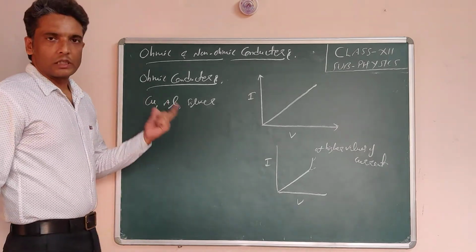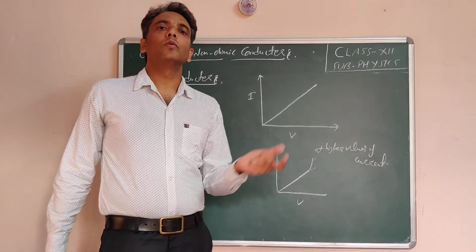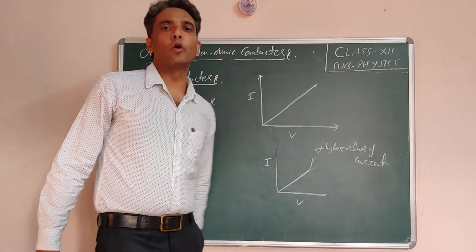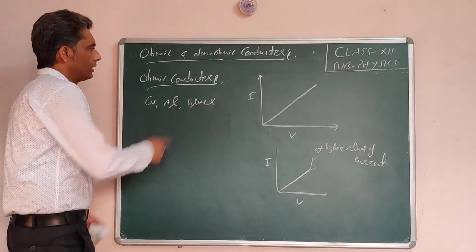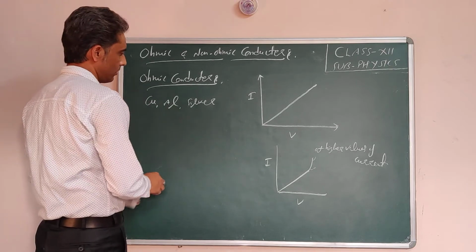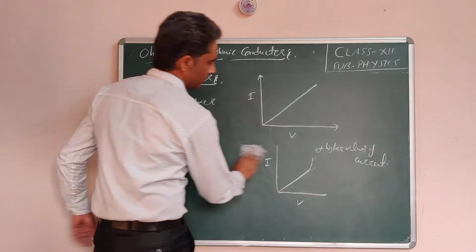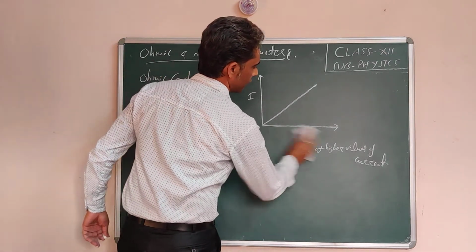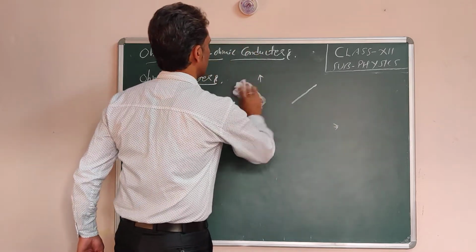Now those conductors which do not obey Ohm's law are known as non-ohmic. So these obey Ohm's law. What are non-ohmic? Non-ohmic are the conductors which do not obey Ohm's law.